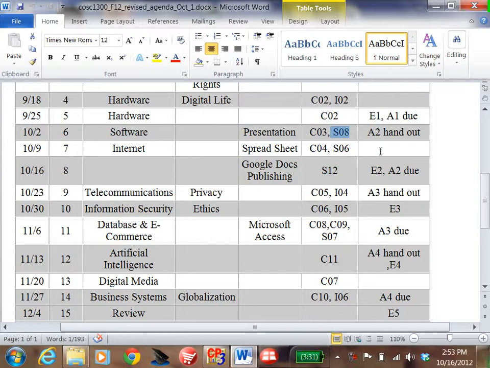So how to study for the test? Well, you should look at the PowerPoint presentation CO3, and you should look at the PowerPoint presentation 4 and SO8, okay? In the textbook, you should read chapters CO3 and CO4, at least the part that I get through today, and SO8, okay? SO8 has a lot of training videos on PowerPoint, if you wish to watch that.